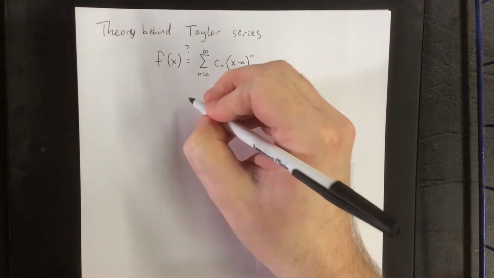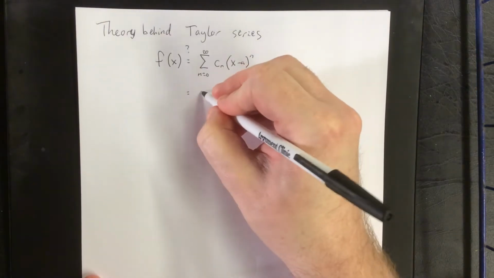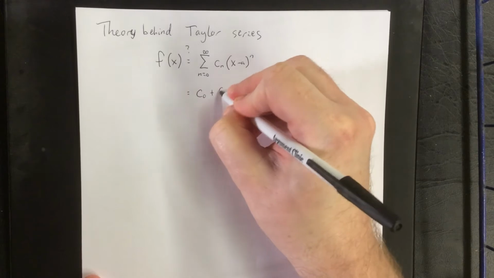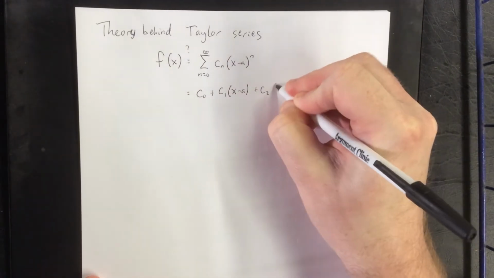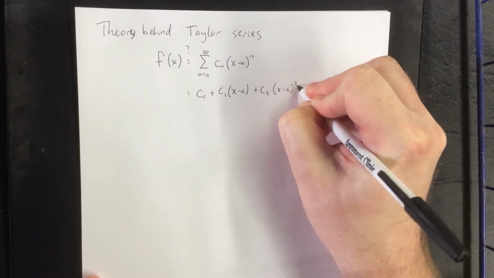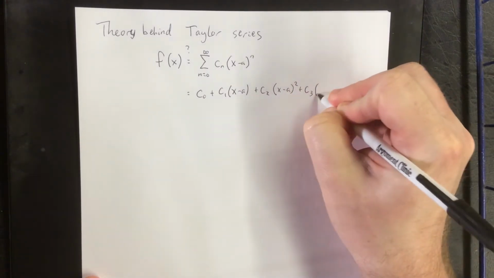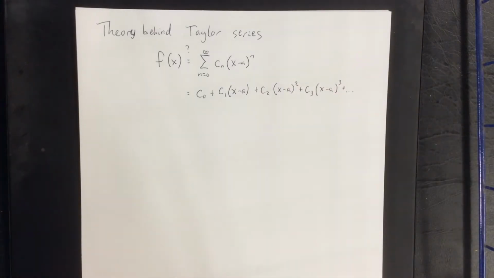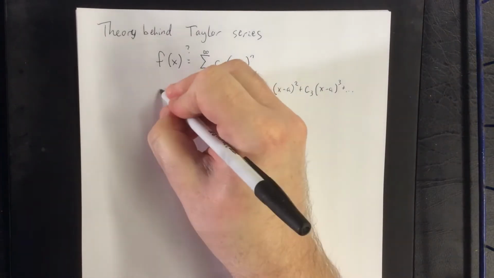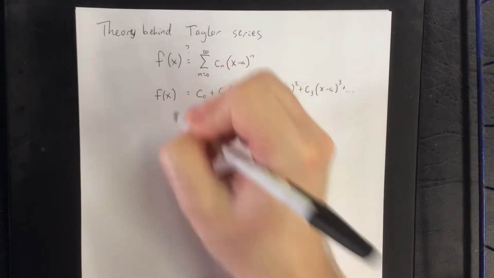Now what I'm going to do is write out the first few terms of this series. So c0, c1 times x minus a, c2 times x minus a quantity squared, c3 times x minus a quantity cubed, and so forth and so on. So this is what our function f of x is equal to.